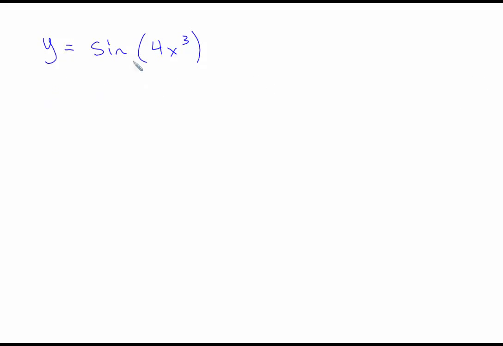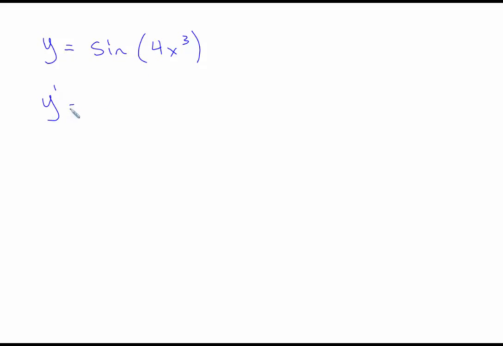What you have to recognize here is y is equal to sine of something, meaning this is a composition happening inside here. Sine of some angle, in this case 4x to the third. So this is a composition, and as you recall, if you have a composition, you use the chain rule. So you have to use the chain rule for something like this. So remember that.